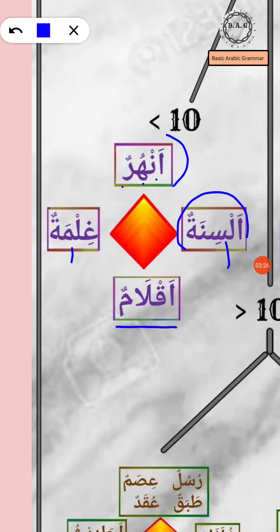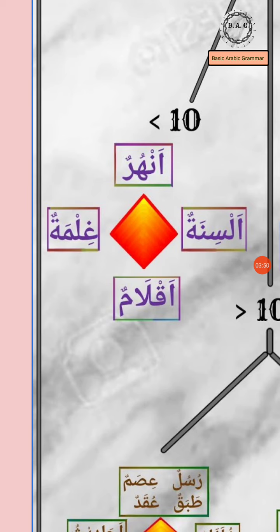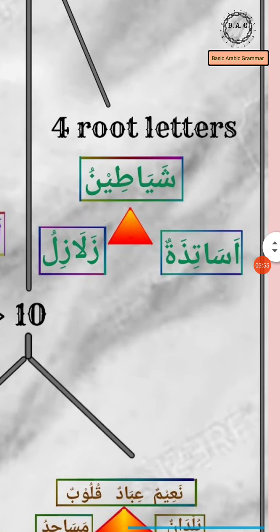I explained this word and why it is not Maraf Bilam, but it is a munsarif word, alsinatun. Alright, so don't consider this al as the Maraf Bilam al, alright, and that's why we also have tanween here. It's a pattern of ilatun. Alright, so the examples are anhurun, alsinatun, aqlamun, ghilmatun. Alright, next we have the four root lettered words and their patterns. So we have the representative word shayatinu, zalazilu, asatizatun.